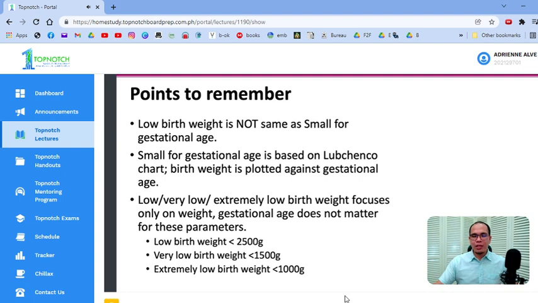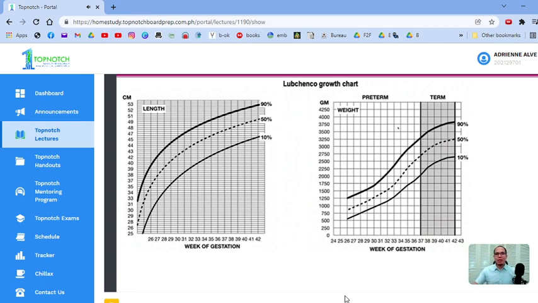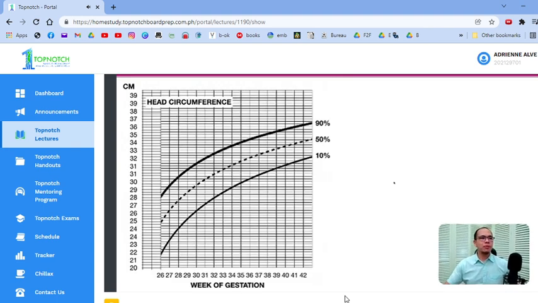So pag less than 2.5, that's low birth weight. Pag less than 1.5, that's very low. Pag less than 1, that is extremely low, okay? So again, let's go back and give an example. So, ang less than 2.5 is considered low birth weight. For a 37-weeker na ang timbang niya ay 2,250, that is low birth weight but still appropriate for gestational age. I hope that's clear. Okay.